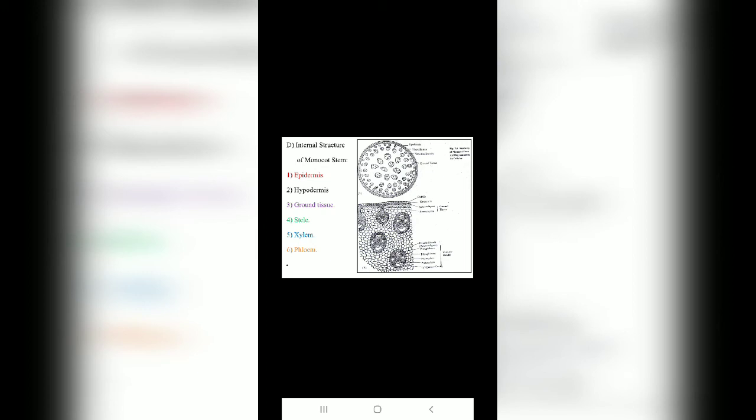Phloem patch is rather small and lies outside the xylem. It is composed of sieve tubes and companion cells. Phloem parenchyma is absent. Innermost phloem is the most important part in this portion.